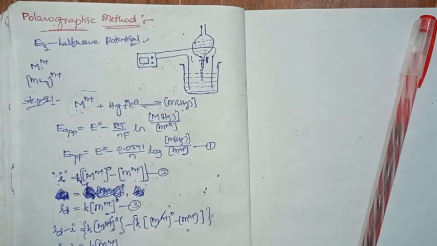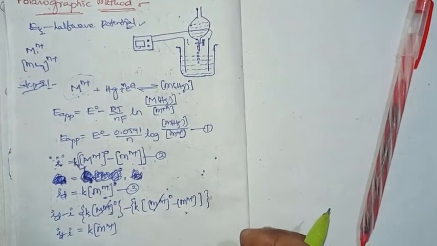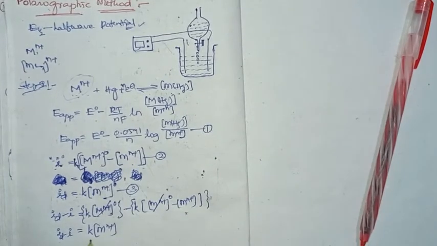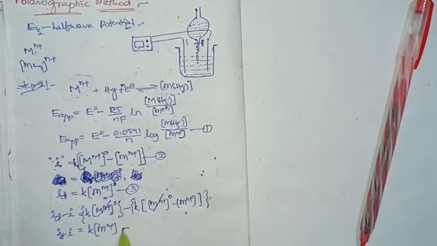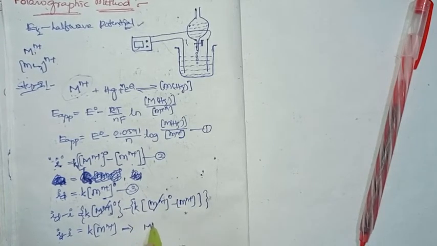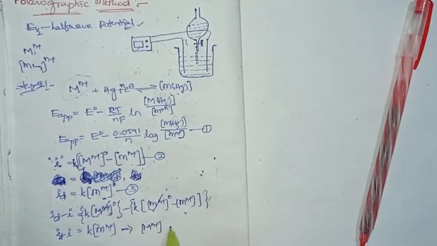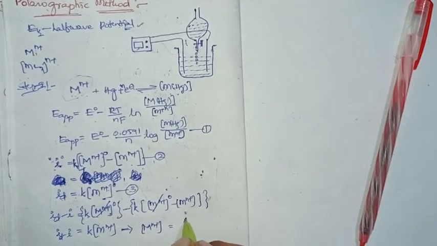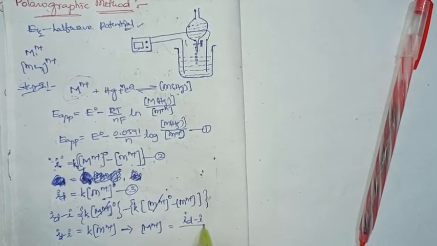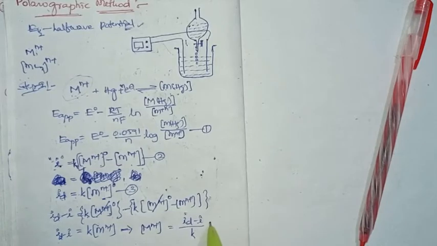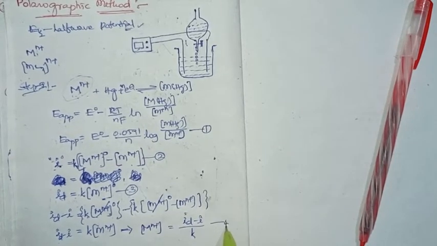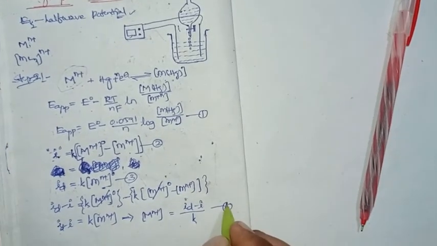So the remaining metal ion concentration can be written as ID minus I divided by small k. This is equation number 4.